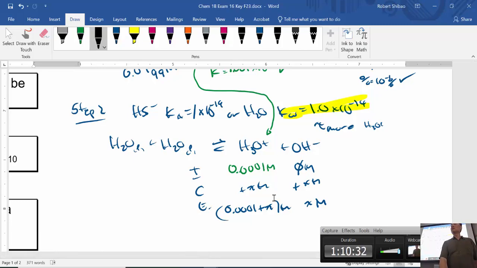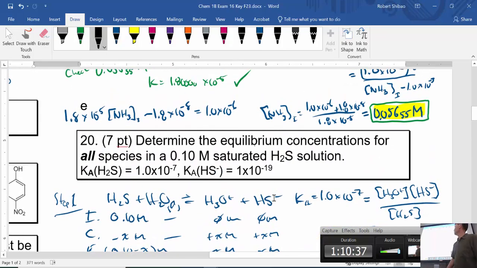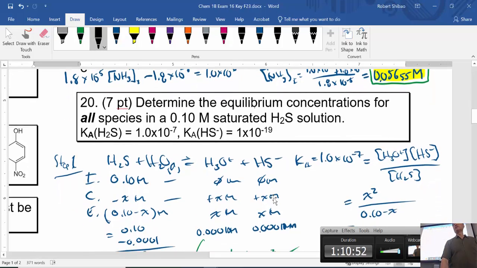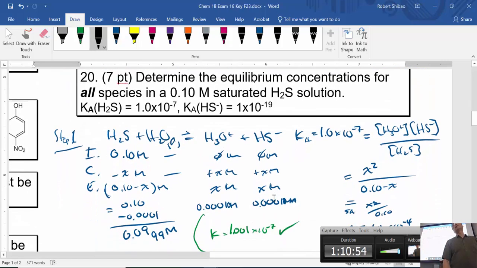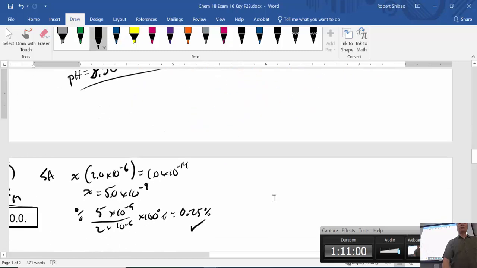After step 2 comes step 3. I'm asking you for everything in solution. If I'm asking you for the equilibrium concentrations for all species, you have to do all the steps. You can't ignore Kw, and you have to tell me the concentrations of all the species. A lot of people just say, okay, X is equal to this. Well, I'm not asking for X, I'm asking for the concentration of all the species.